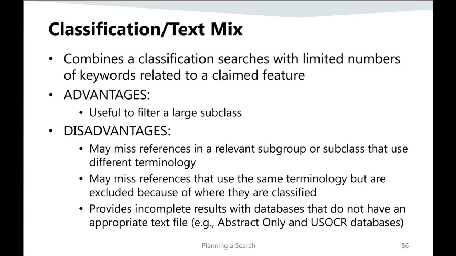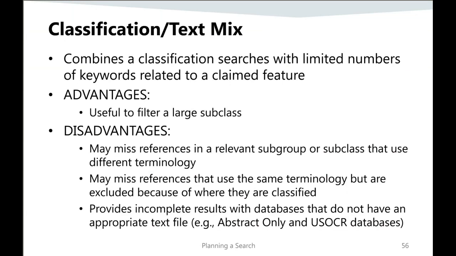The classification text combination strategy is one that should be used only in very limited circumstances where large data sets cannot be narrowed by any other means. The advantage is that it can easily reduce very large search results to reasonable numbers. The disadvantages, however, are significant.